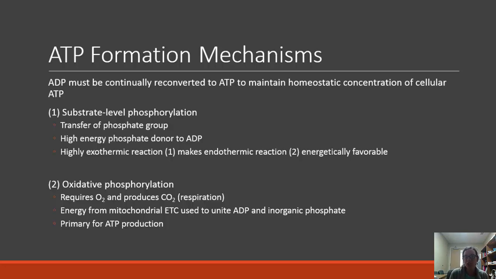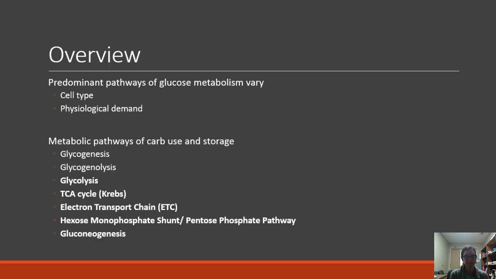Now, where we get most of our ATP formation, however, is from oxidative phosphorylation. And oxidative phosphorylation, just like it sounds like, requires oxygen. And energy that we harness in the electron transport chain is used to unite ADP with an organic phosphate in order to form ATP. And we'll go into detail about how that works.